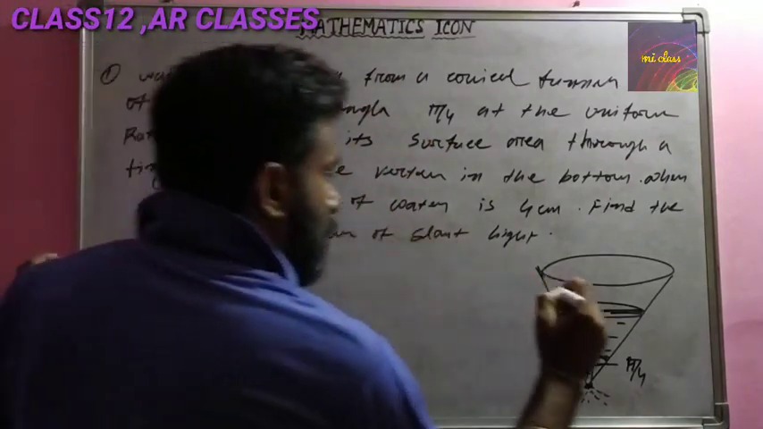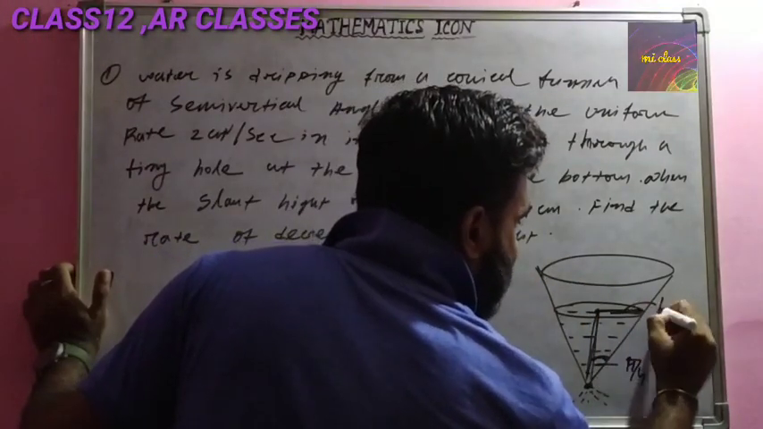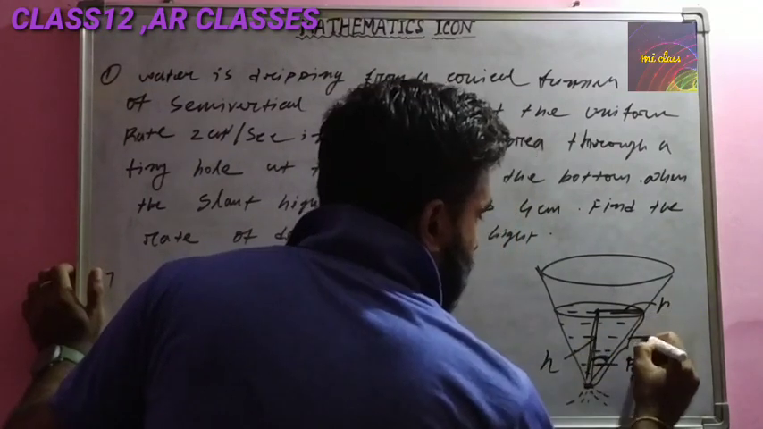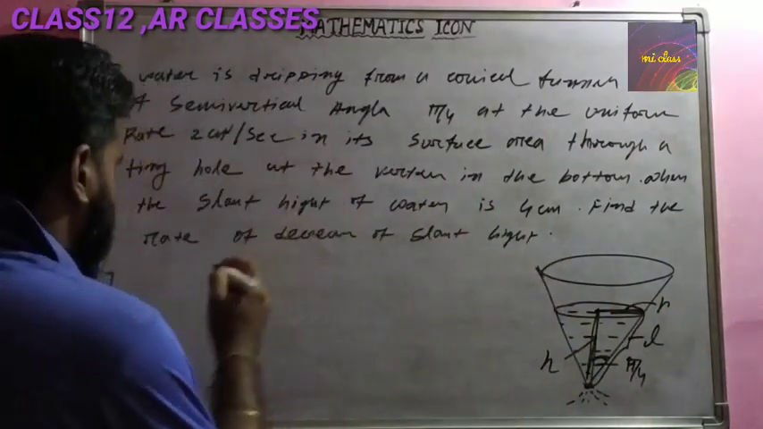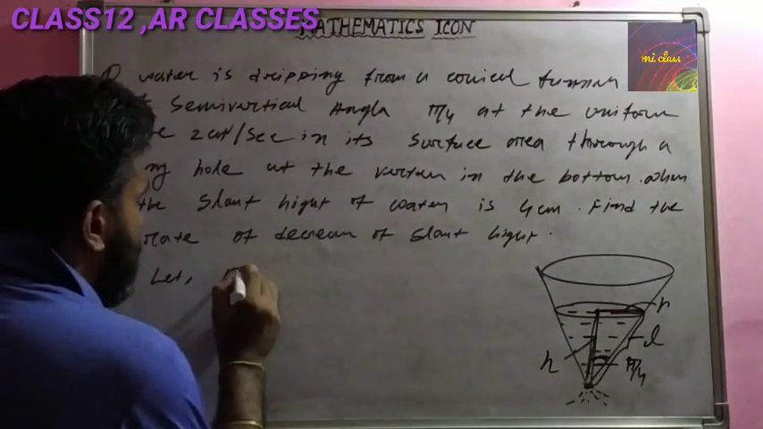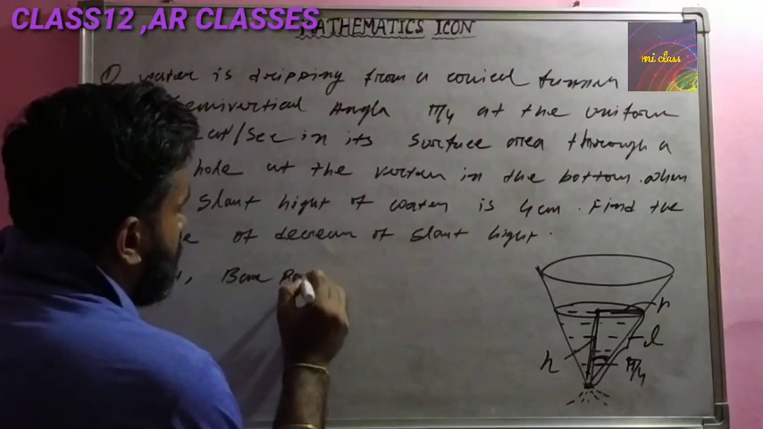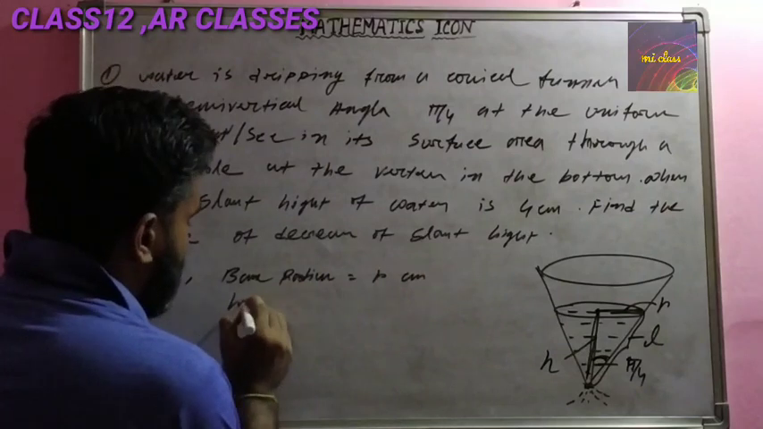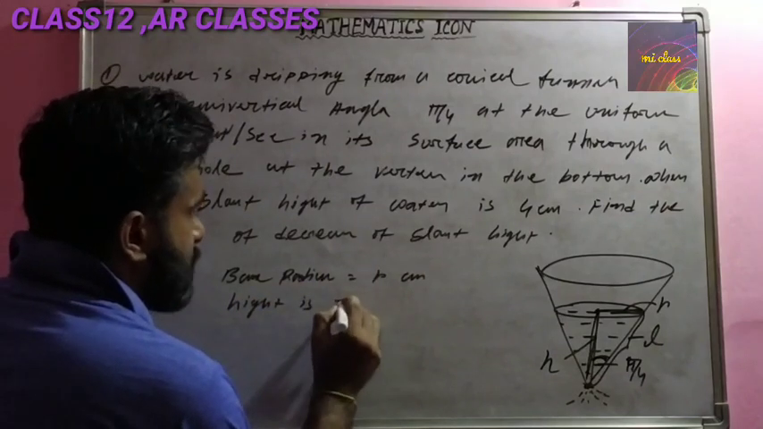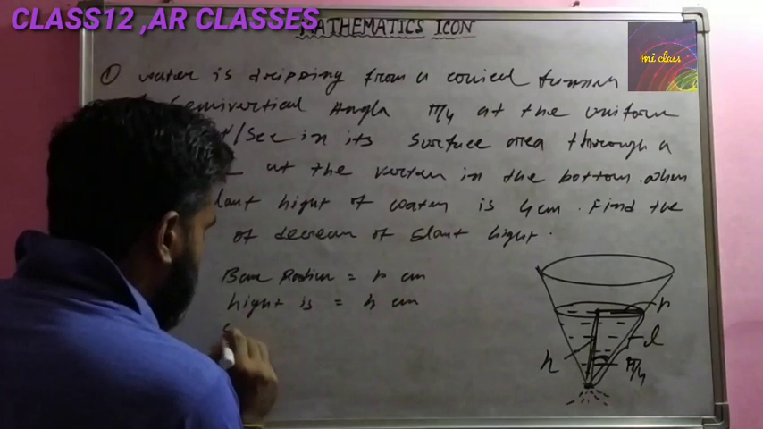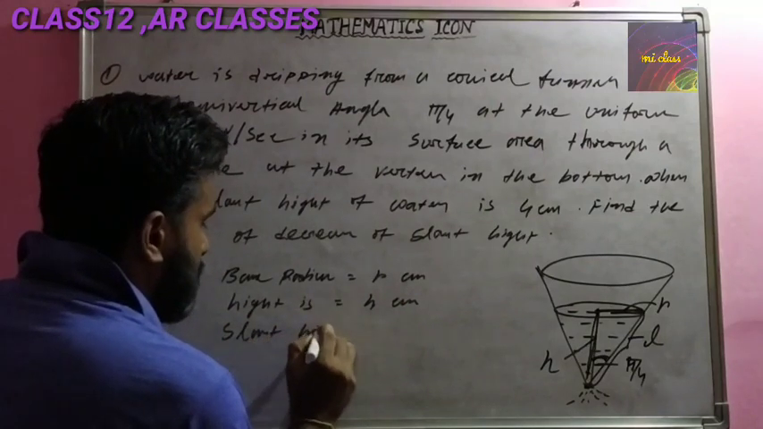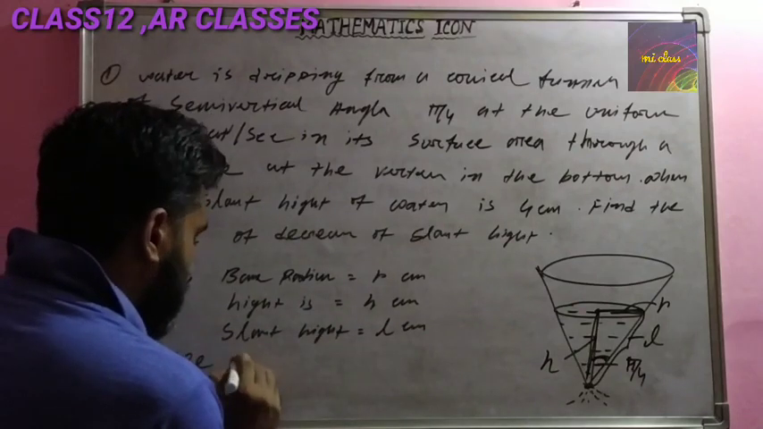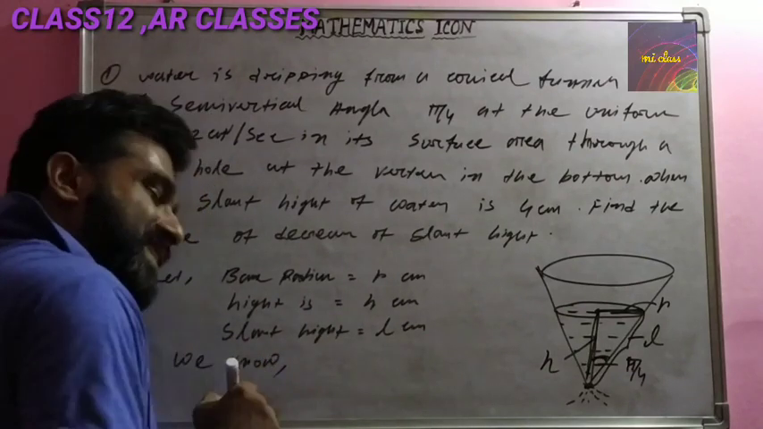Okay, so just right here it is the base radius r, it is your h, and it is your slant height, that means L. Okay, just write: let base radius equal r centimeter, height is h centimeter, slant height is L centimeter. We know that from the conical concept.